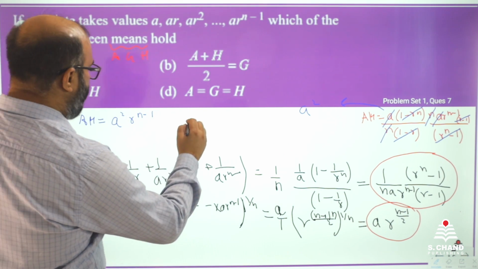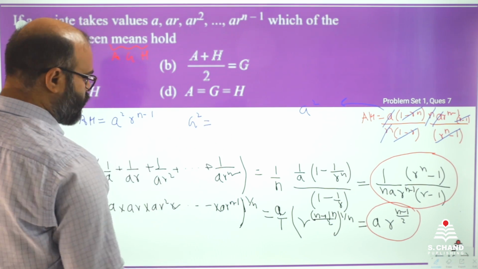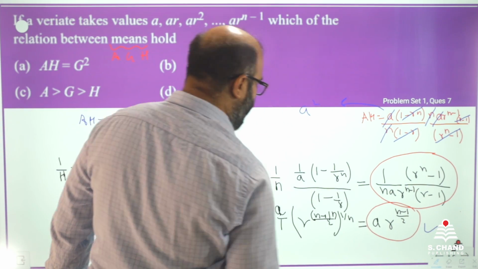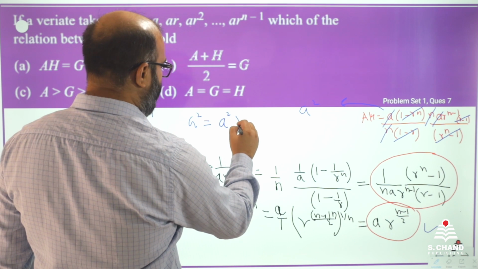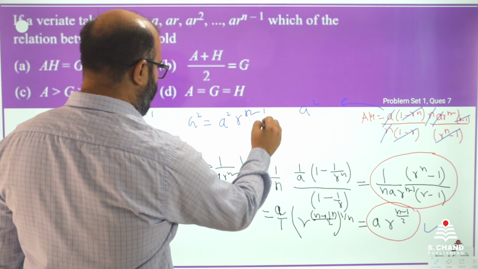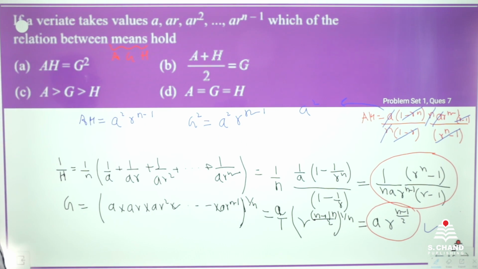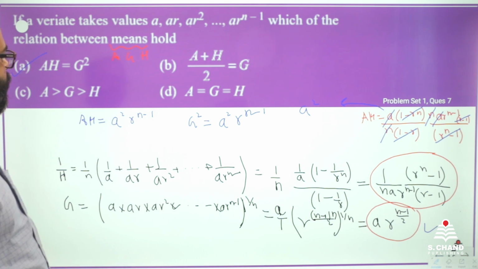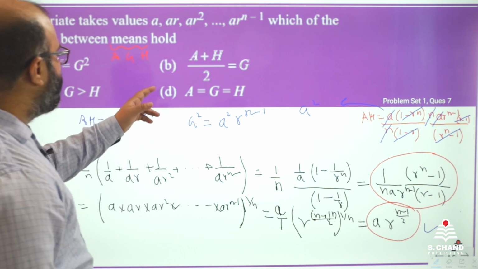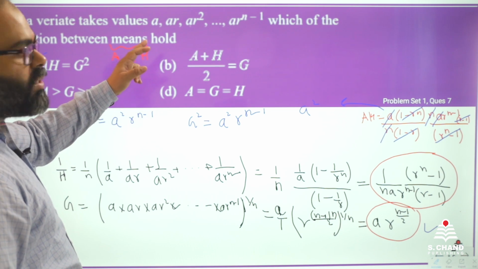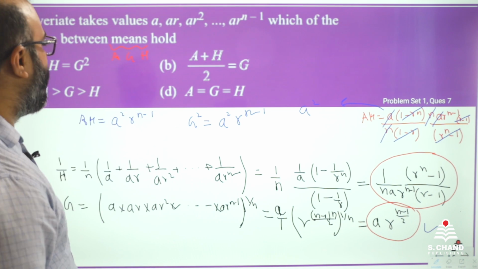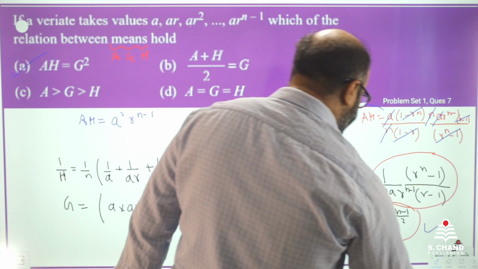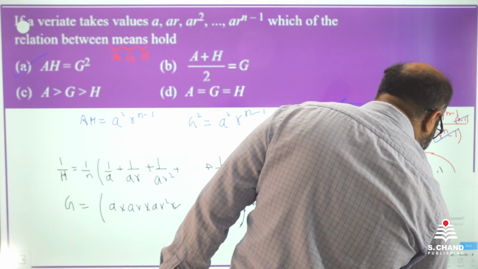What about G square? G square is the square of this, that is actually A square into R to the power N minus 1. So we can easily say that AH and G square have the same value. So option A is the correct option. Of course, A, G, H can be equal also if R is equal to 1, if all the terms are equal, but that is not a general case.